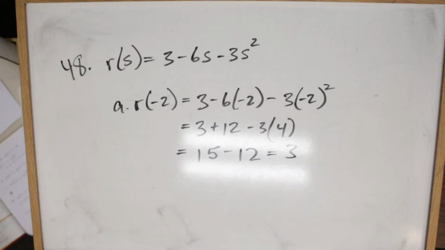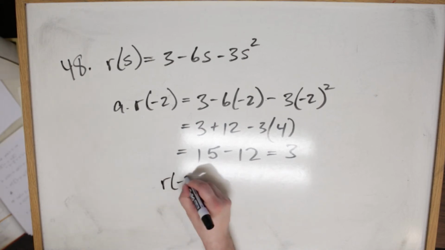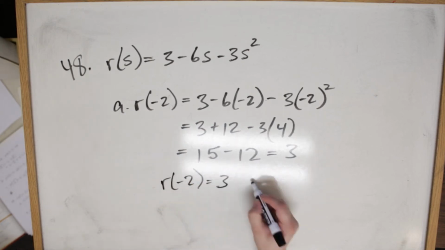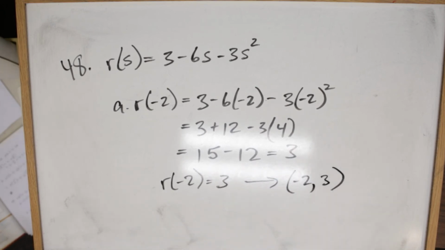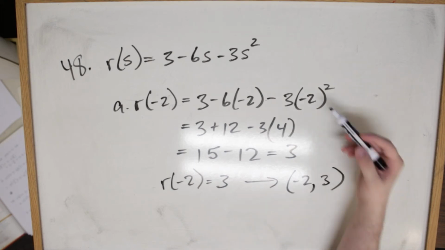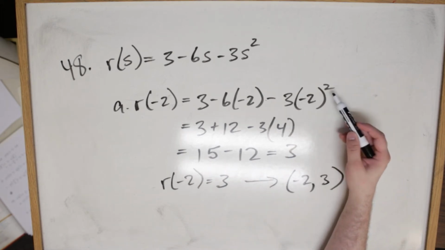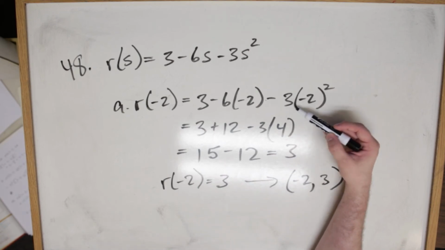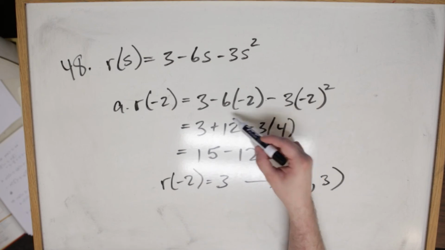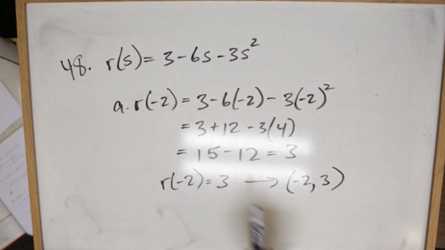Okay. So in other words, if we're looking at r of minus 2 is equal to 3, that means that the point that we have is minus 2, 3. Okay? If you wanted to go the order of operations way, you would do the exponent first, so it would be minus 3 times 4. Then you would do the multiplication. So minus 3 times 4 is going to be a minus 12. This then would be a plus 12. That would be a 3. So you can kind of see it's all going to work out to be exactly the same.